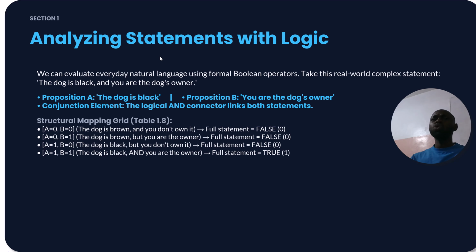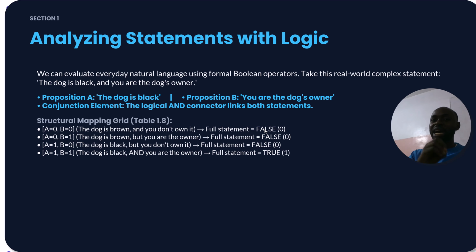So in the first structural grid, the inputs A and B are 0, which says that both statements are false. So the output will be false. If someone comes and asks you, who owns the dog? You own the dog, but somebody is trying to portray the case that you don't own a dog. So it means that there's a case for argument. So this is what we are talking about. The dog is brown, you don't own a dog. Both statements are not true.